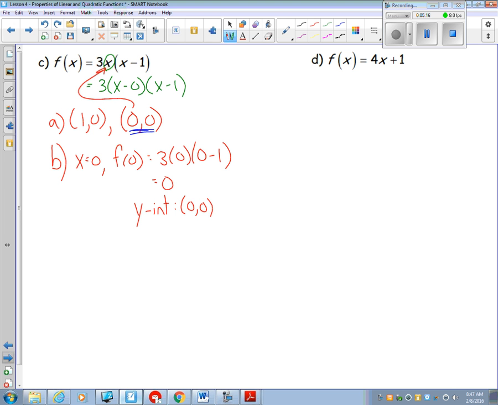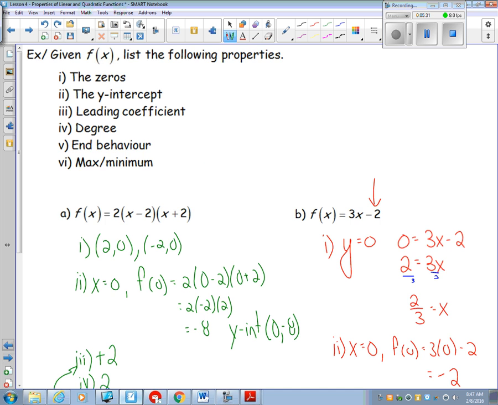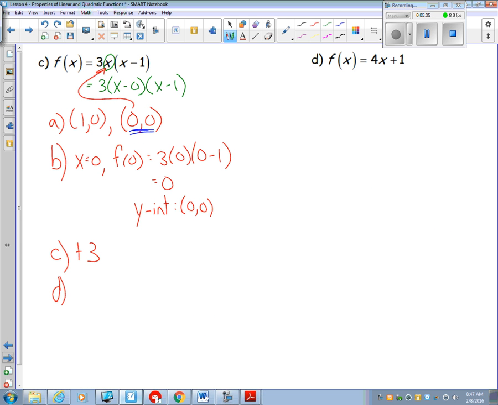That's also going to happen anytime you get an x just by itself. Okay, our leading coefficient. Leading coefficient would be a positive 3. Our degree, sorry, no, what's next? Oh, it is degree. Okay, our degree. Our degree is 2. I see 2 x's.